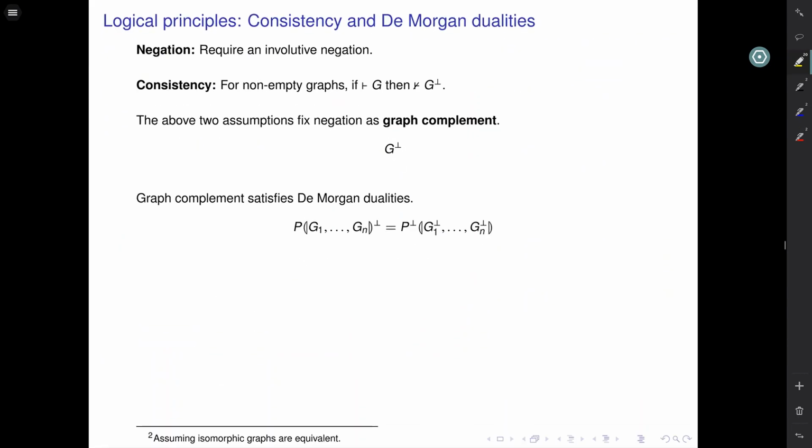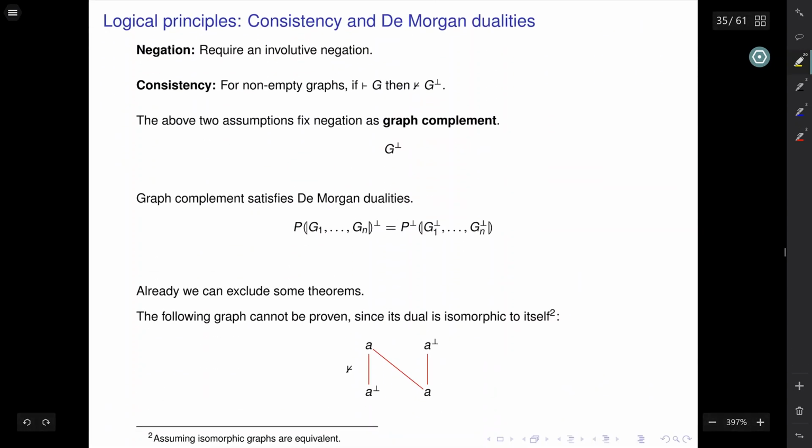And essentially, if we make these two assumptions already, we can say that negation must be defined as graph complement. There's no other choice that will satisfy these conditions. And graph complement gives rise immediately to the De Morgan dualities that I mentioned. So here we're using these generalized connectives for any graph, and this means the complementary graph or the complementary connective, much like and and or are related. Indeed, those are both prime graphs.